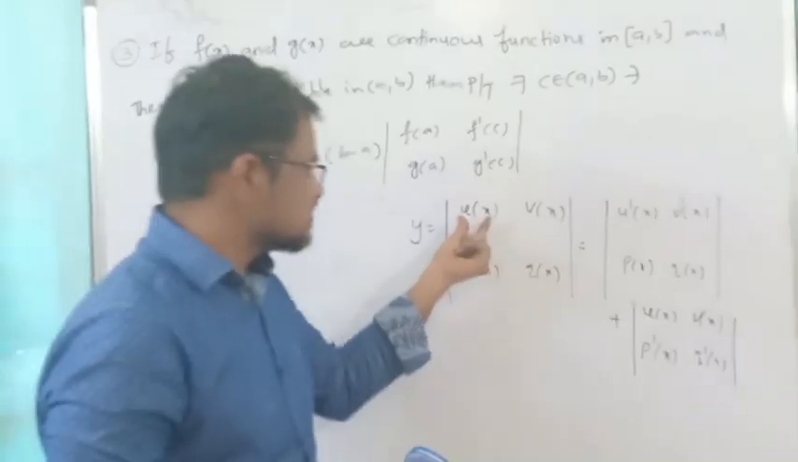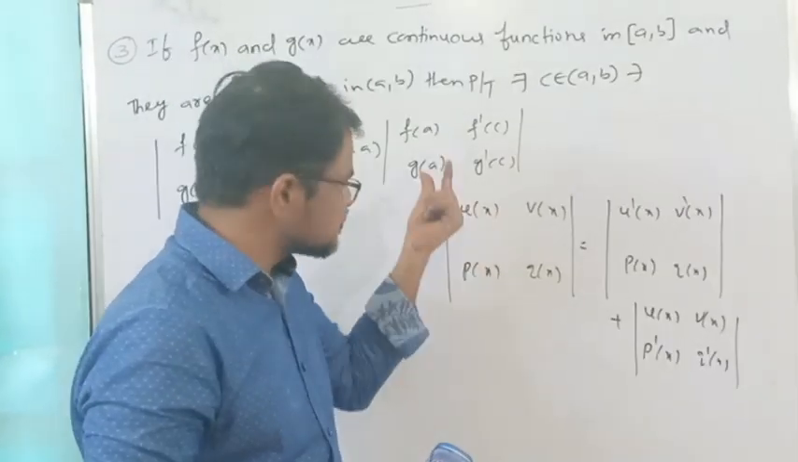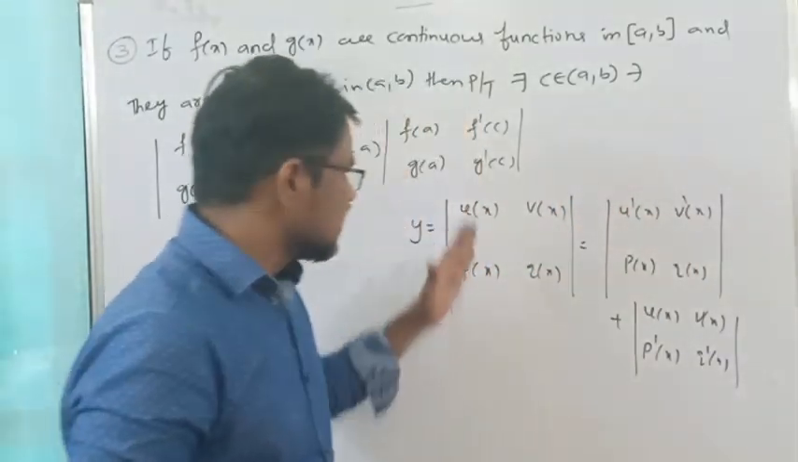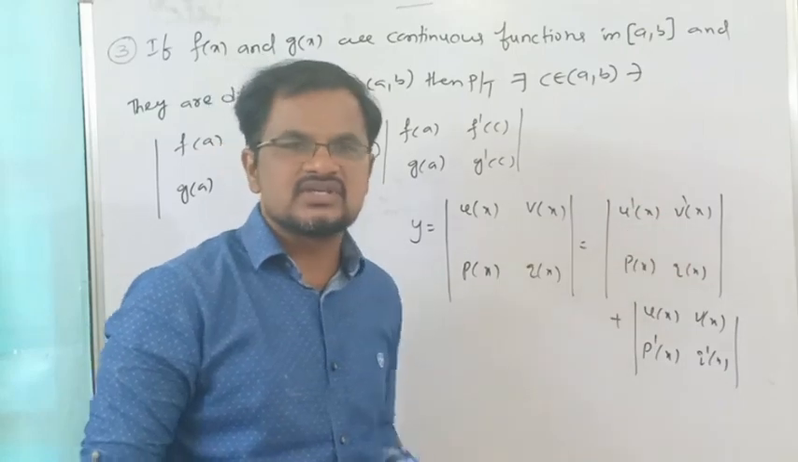Whenever an entry is a function in terms of the variable x, we have to do the differentiation. Otherwise it is a constant, and the differentiation of that value is 0.